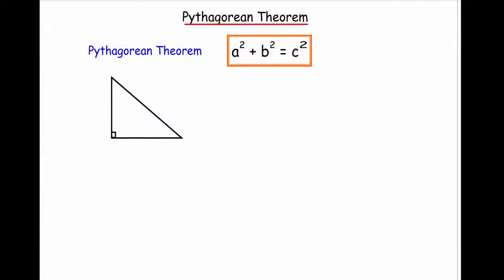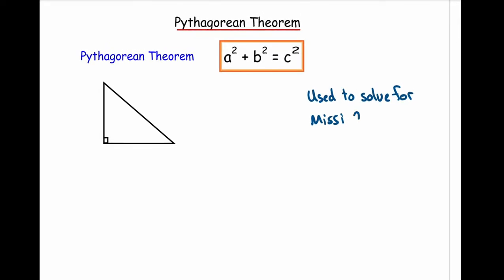In today's note, we're going to look at the Pythagorean Theorem. What the Pythagorean Theorem is, it is a formula or an equation that's used to solve for missing sides, specifically used to solve for missing sides in right, or basically 90-degree triangles. So again, it's a formula that we can use to solve for missing sides in a right triangle.